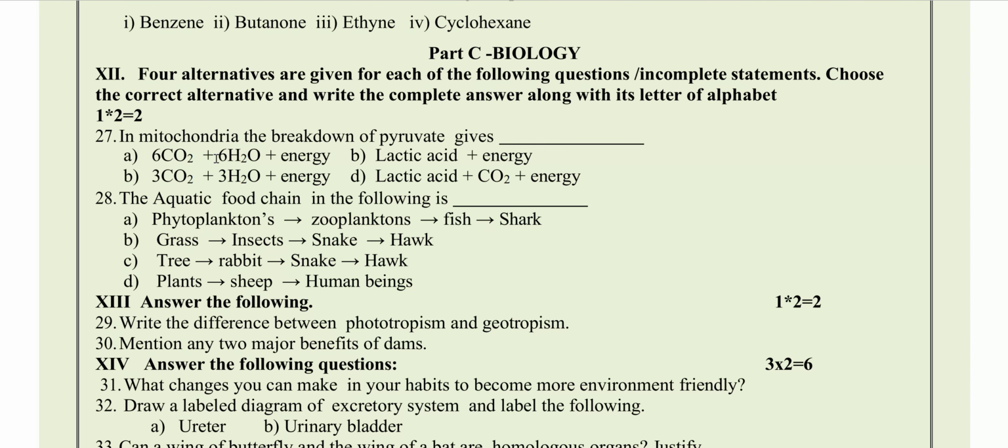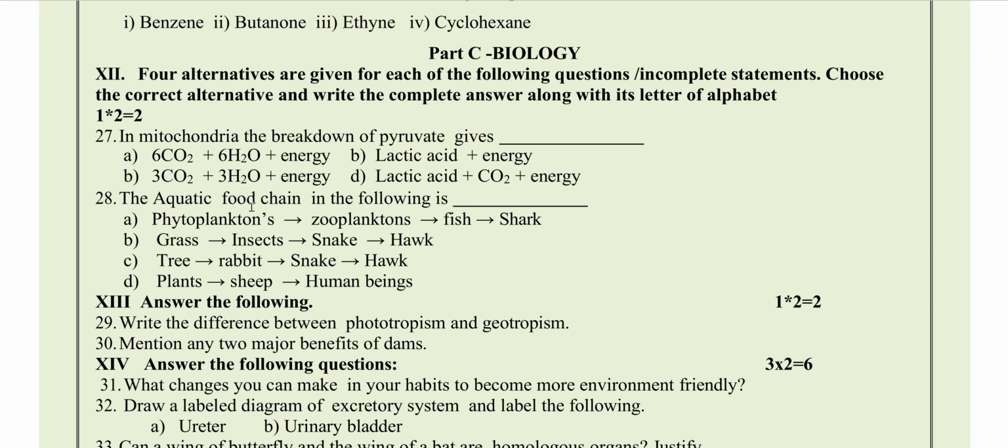12th main. Again they have given one question, 4 options, out of which you have to select the correct answer. In mitochondria, the breakdown of pyruvate gives dash: 6 CO2 plus 6 H2O plus energy, lactic acid plus energy, 3 CO2 plus 3 H2O plus energy, lactic acid plus CO2 plus energy.